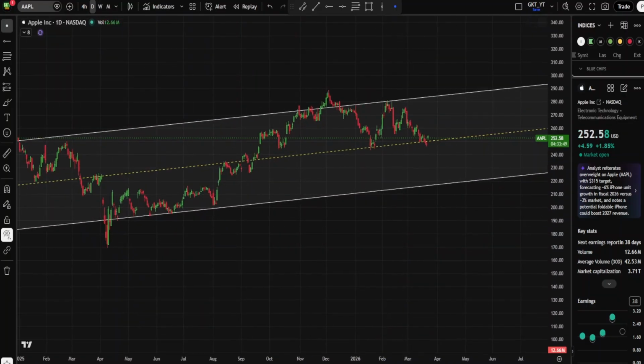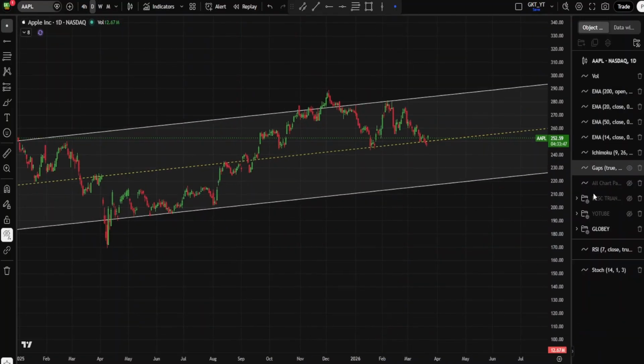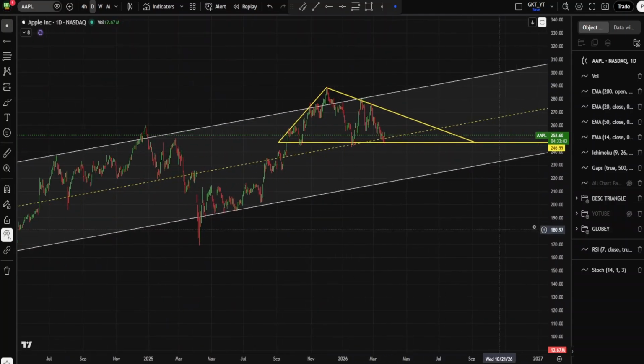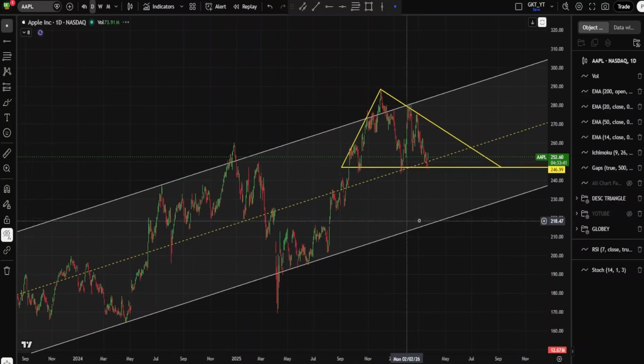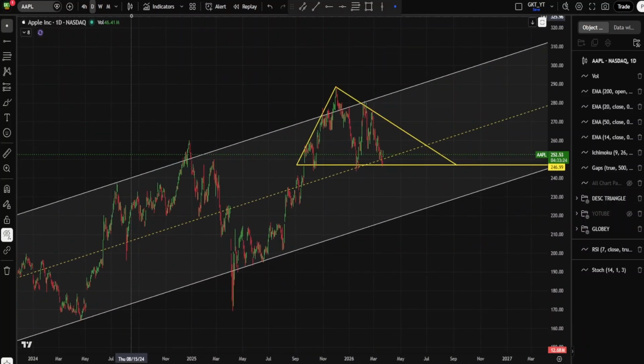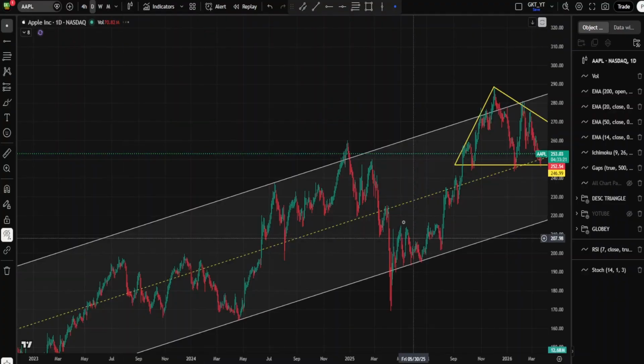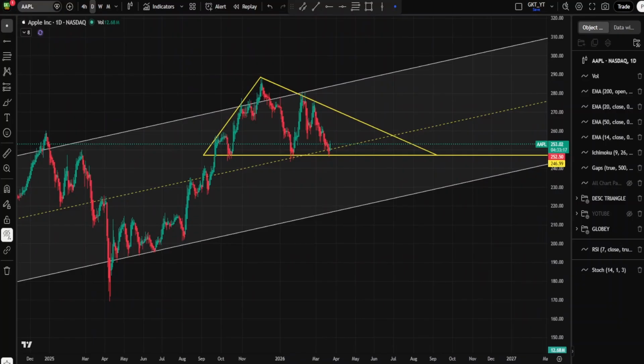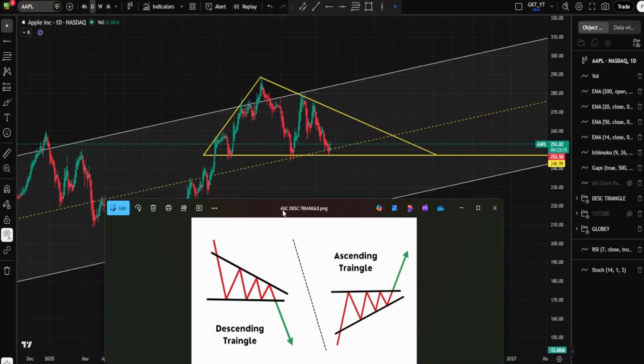And I will put on these drawings real quick. Okay, guys, so this is the pattern that I identified. It is a descending triangle, guys. And I will put on the Heikin Ashi to make it clear to you. You can see it smoothed it out a little bit, guys. And I also have this graphic here for you guys.